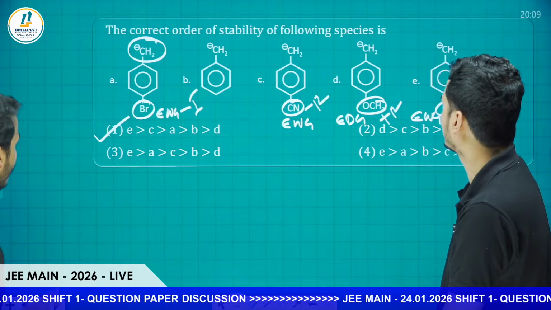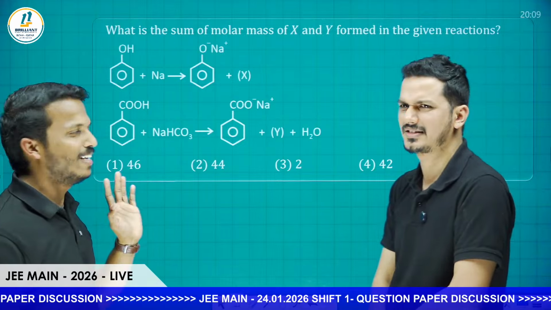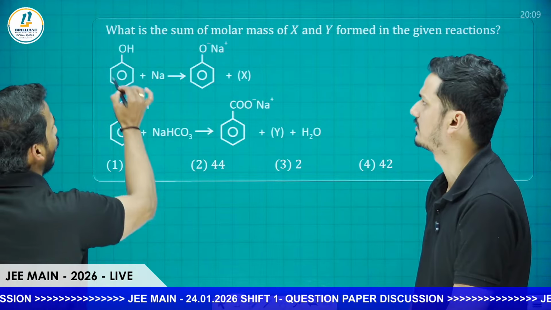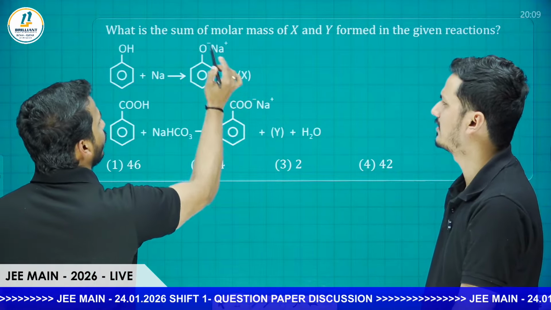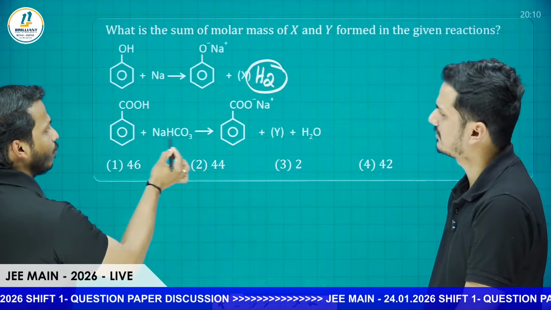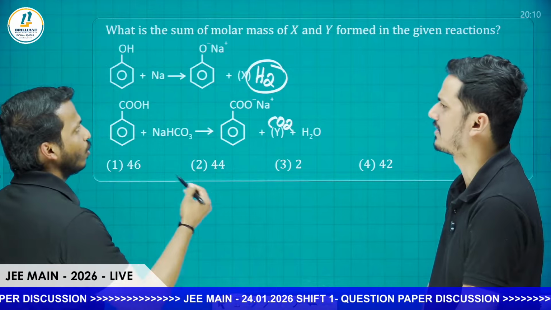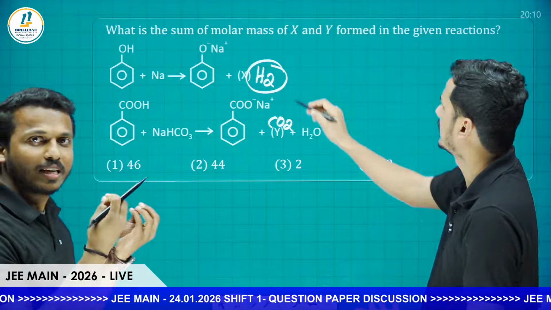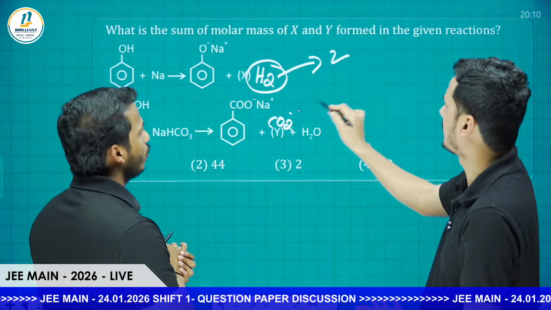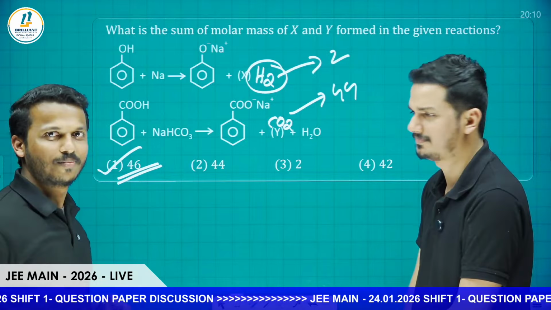Then next one: what is the sum of the molar mass of X and Y? This is an easy, CBSE-level question. Phenol when treated with sodium gives sodium phenoxide and hydrogen. Acid when treated with sodium bicarbonate gives a salt and carbon dioxide. The molar mass of hydrogen, H2, is 2, and carbon dioxide is 44. So total 46 gram is the weight.